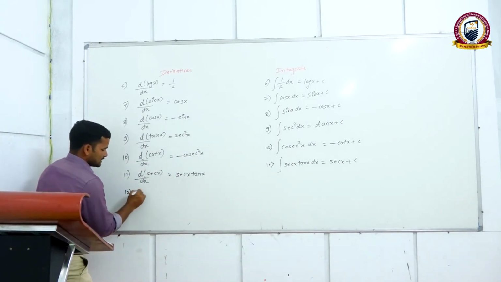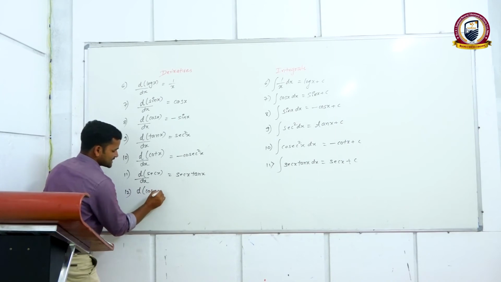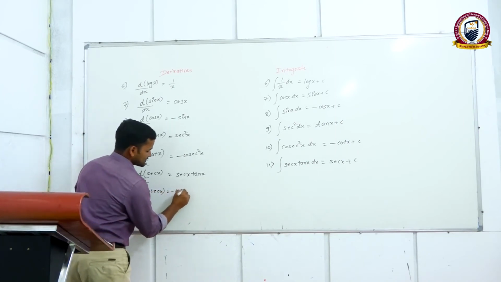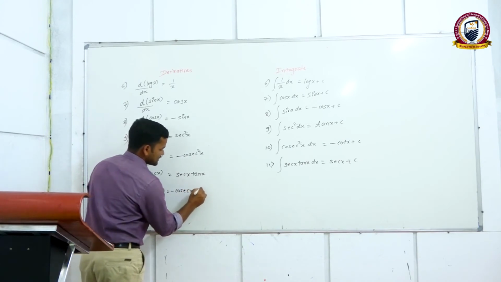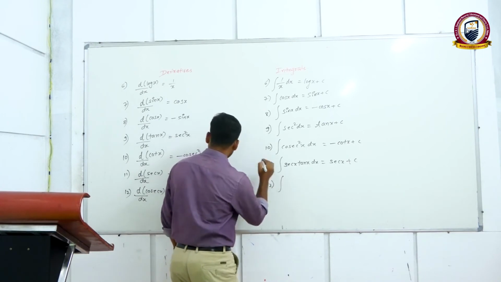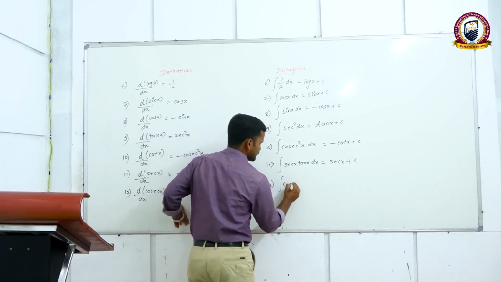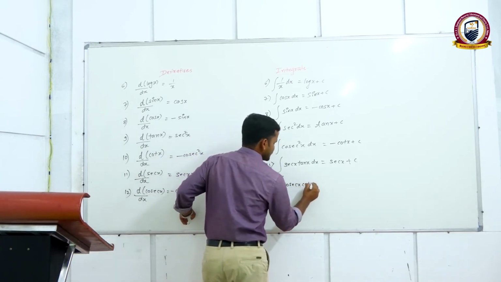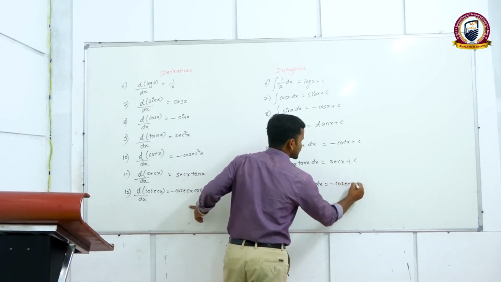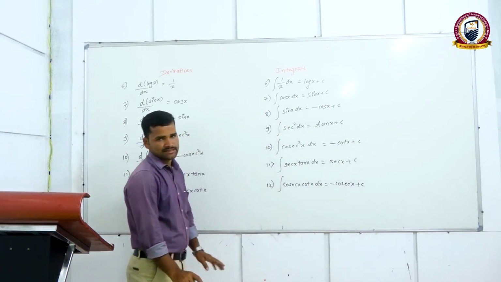12th one. Differentiation of cosecant x. What is the differentiation of cosecant x? We have this one as minus cosec x into cot x. I can write the 12th formula as integration of cosecant x into cot x with respect to x is equal to minus cosecant x plus c.